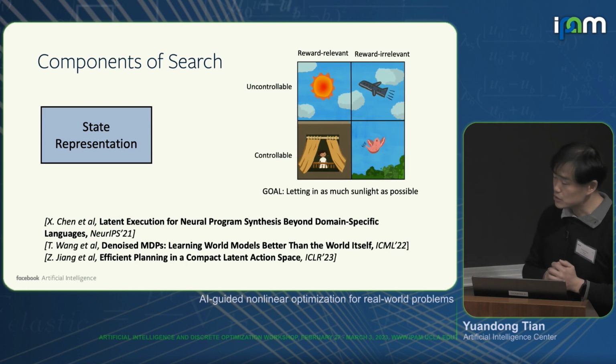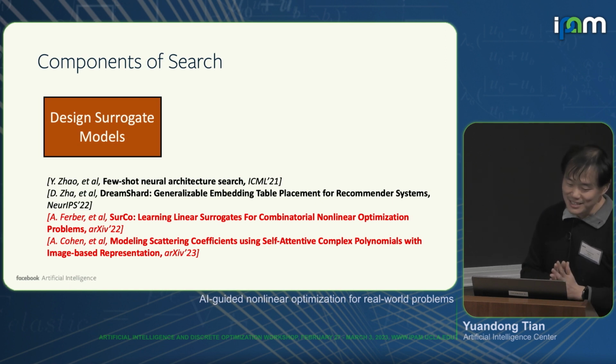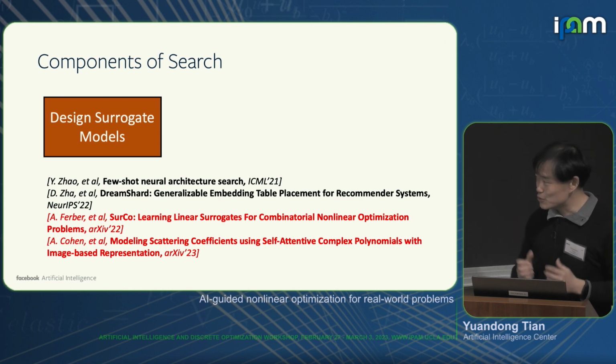Right? From this, we also have a bunch of papers along these directions. And finally, this is the topic of my talk today: the final component, which is how you design the surrogate models in order to learn to accelerate your optimization process.